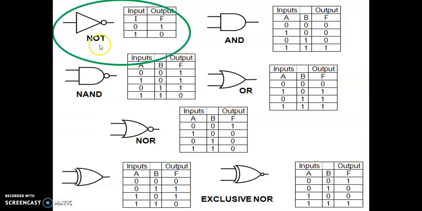The NOT gate, as we have seen, the symbol is like this with a triangle and a bubble. Whatever you input, if you input a 0, output will be the inversion of it, that is 1. Input a 1, the output will be a 0. This table that you see here, that gives you all possible combinations of input and output, is referred to as a truth table. So this is the standard truth table of a NOT gate.